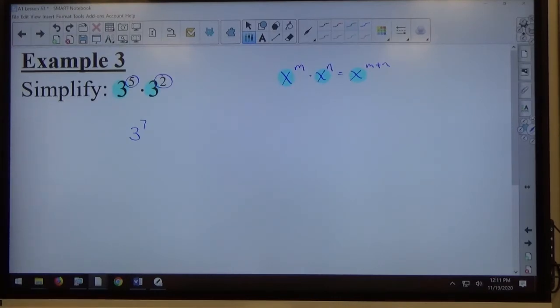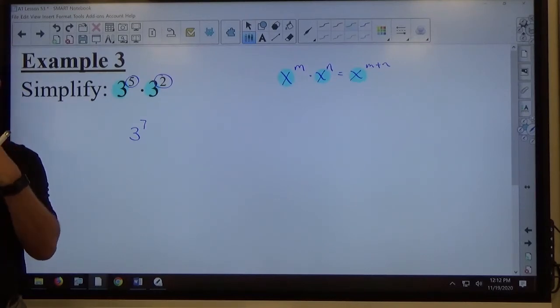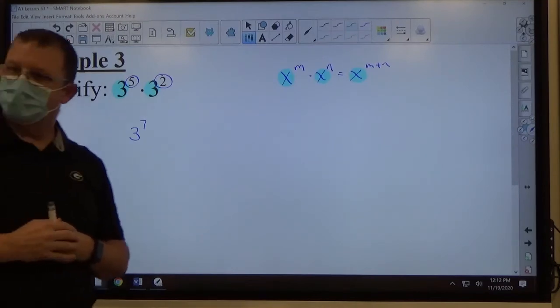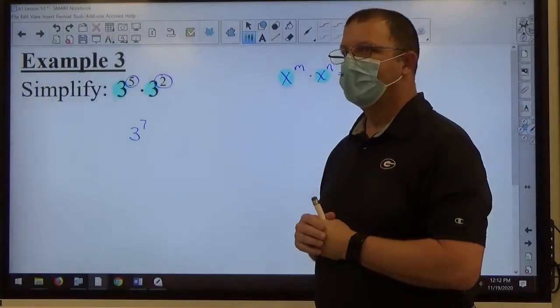Now, my thoughts on 3 to the 7th power, that's probably simple enough. If the number is going to be less than 1,000, maybe I'm going to evaluate it. But if I try doing 3 to the 7th power, 3 times 3 is 9, times 3 is 27, times 3 is 81, times 3 is 243, times 3 is 729, times 3 is 2,187. That's 7.